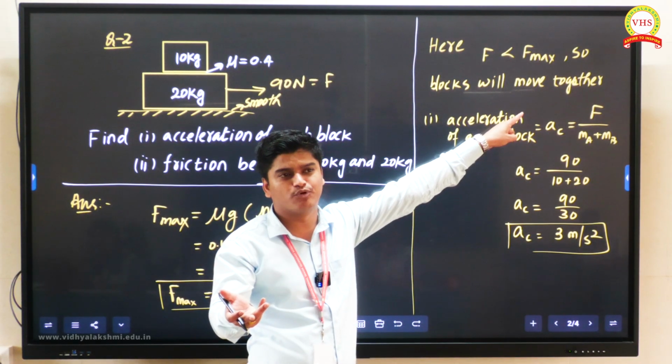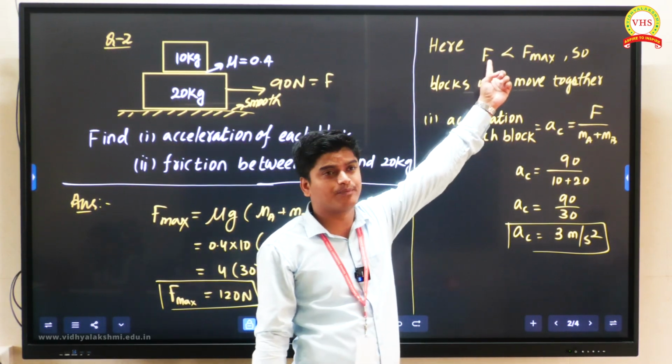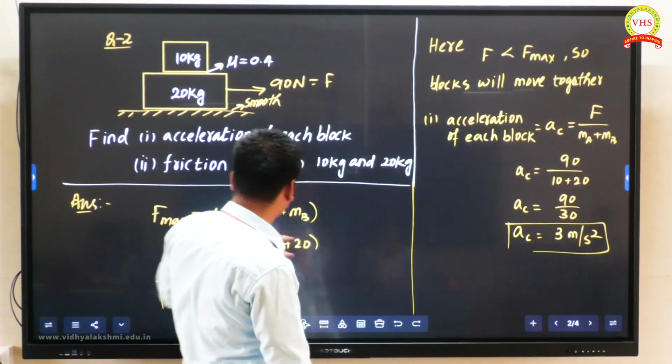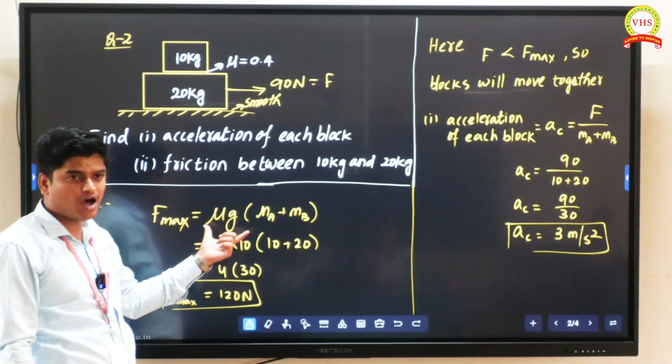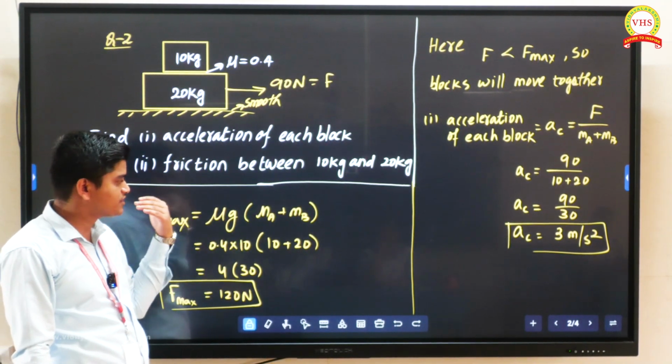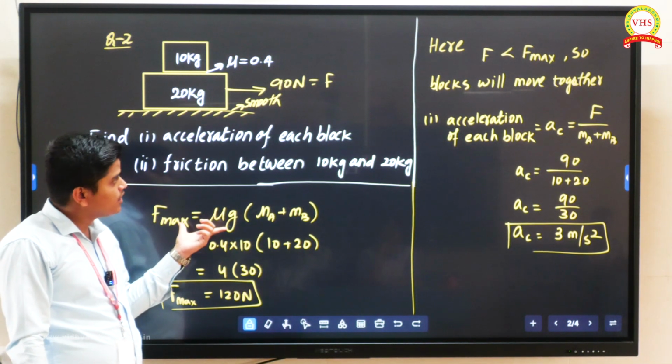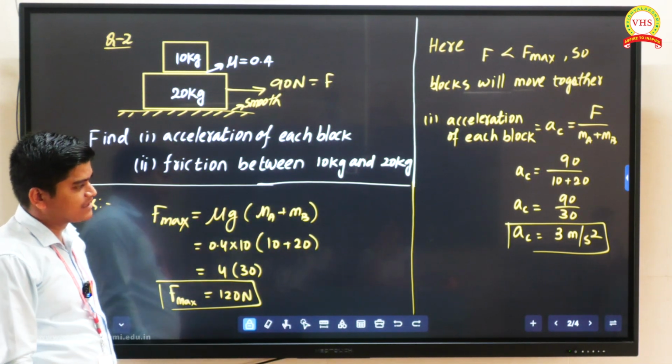How did I identify they are moving together? Because the applied force F is less than the maximum force required to move them together. Yes or no? I calculated the maximum force with this formula. Already I derived this in the last video, so you can check that. So now you are getting the acceleration of each block.